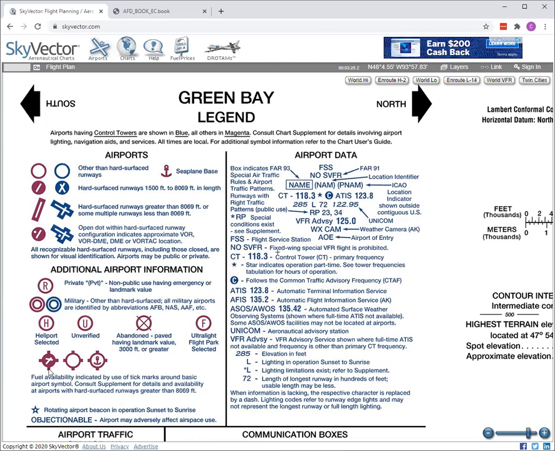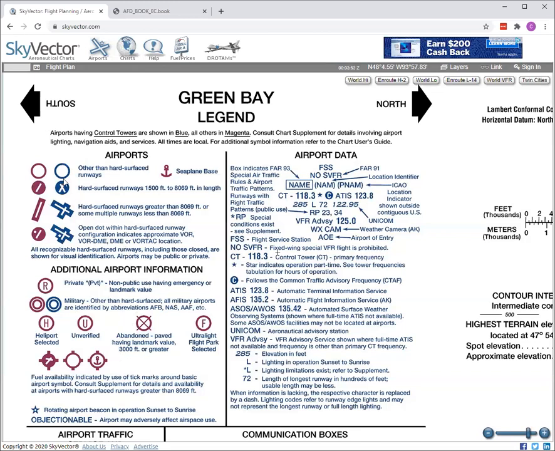Another thing is if they have these little hash tick marks on the outside of their airport, that basically means the airport has gas. If it's a bigger airport that doesn't have a circle, you'll have to look in the chart supplement to see if they have gas or not. If they have a runway that's over 8,000 feet, it's very likely that they will have gas at that airport.